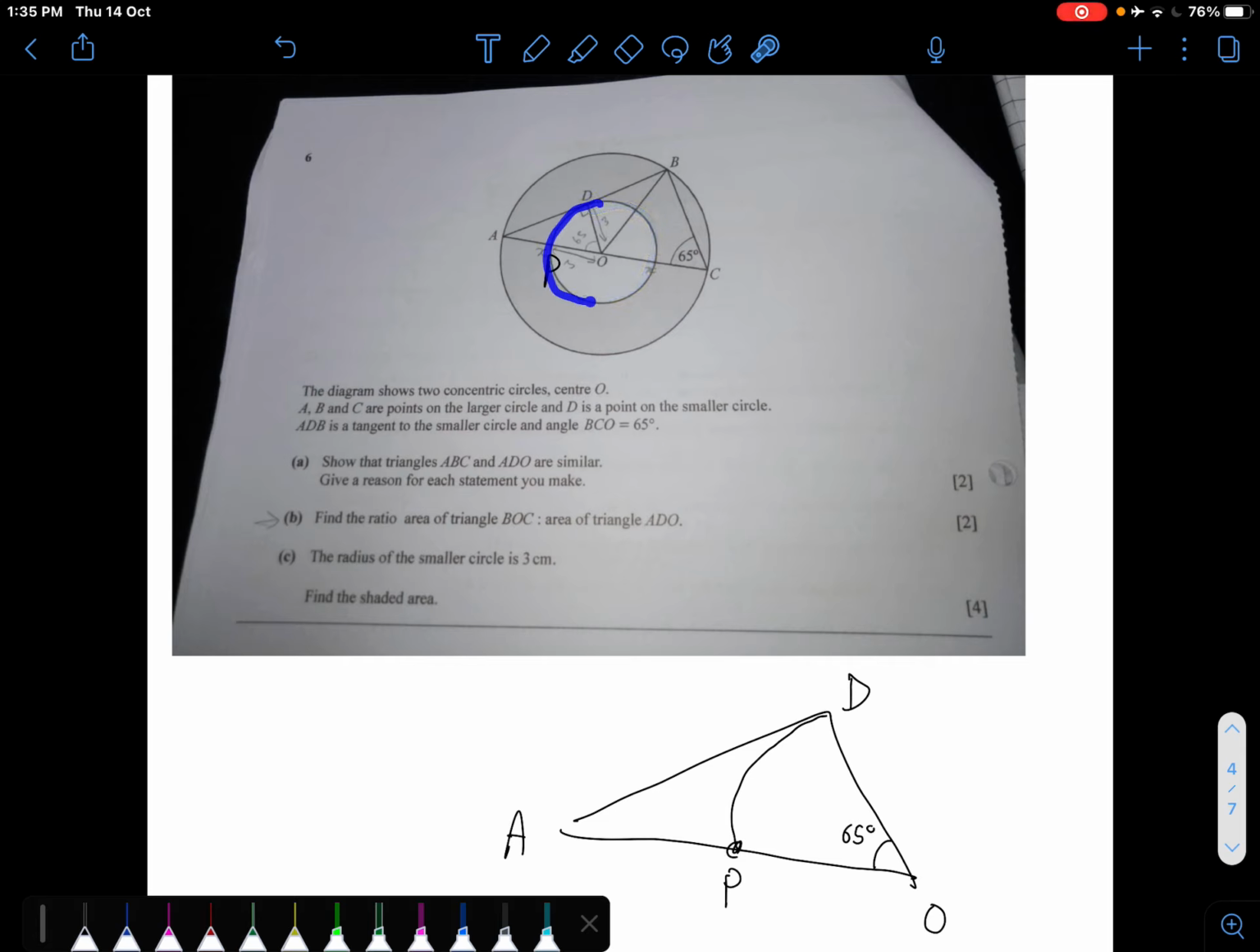Area of the small circle, that one is obvious, huh? You got the radius to be 3 cm, just use the formula, pi r squared, pi times 3 squared. We get the area of the small circle. That's the easy part. The difficult part is to find out the area of the big circle.